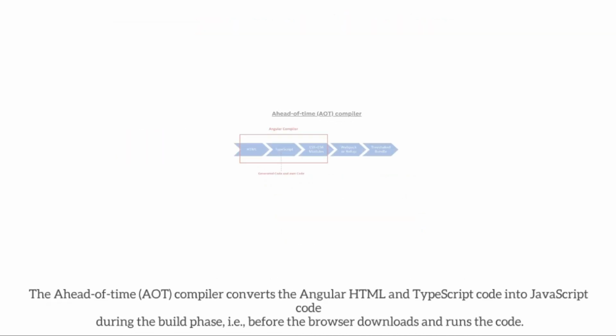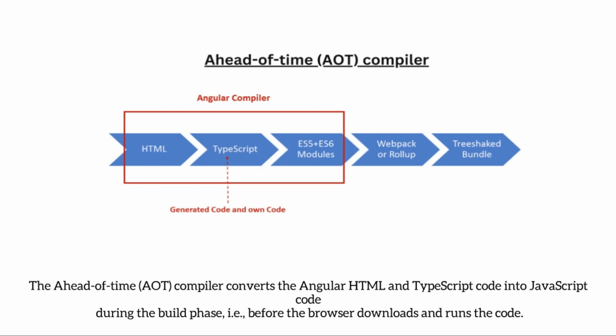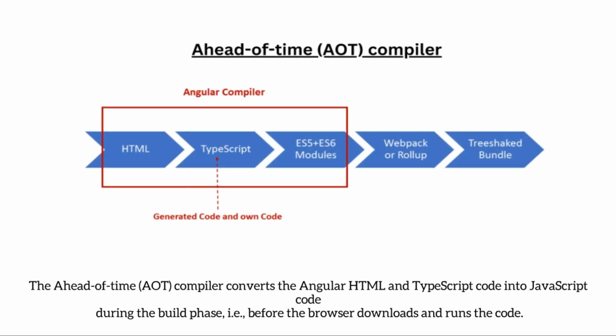The ahead-of-time compiler converts the Angular HTML and TypeScript code into JavaScript code during the build phase, that is before the browser downloads and runs the code.